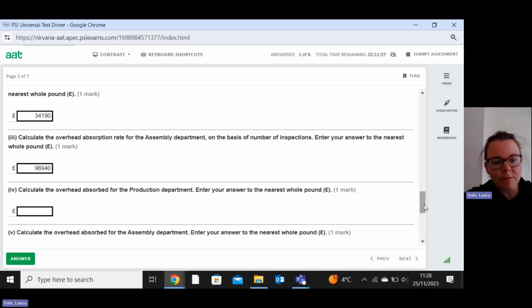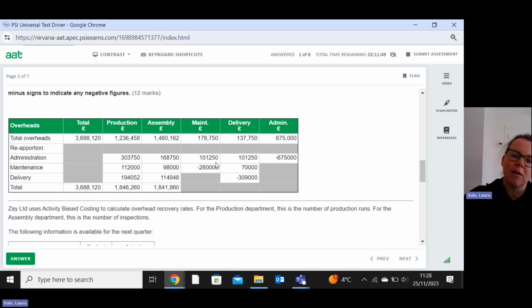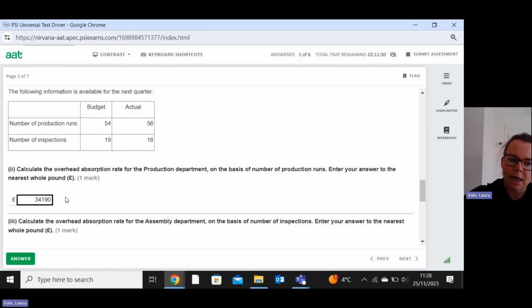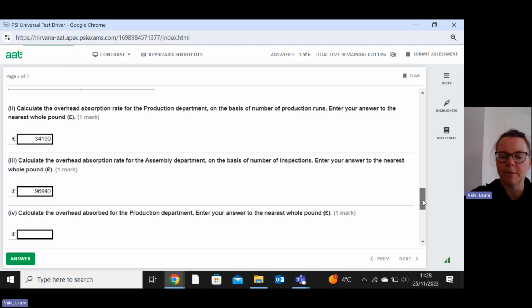Calculate the overhead absorbed for the production department. Oh, I just remembered what I was going to say. If you think, oh my goodness, I don't really know how to do this, I'm getting in a total muddle, and then you think, oh, I needed that number to carry on, whatever you do, don't give up. Just do the best you can, even if the number's not quite right. As long as you then do the right thing with the wrong number, you would still pick up marks in this later part of the question. So you do get own figure marks. So do bear that in mind.